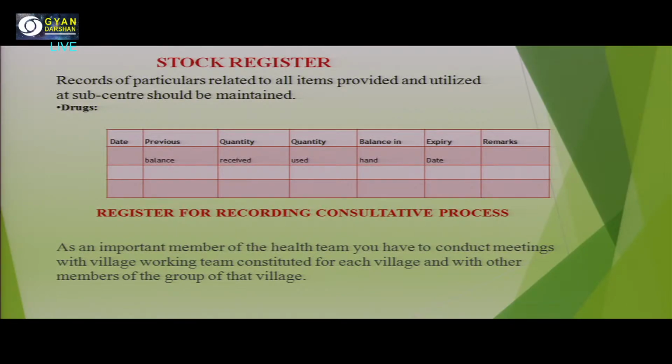You get the supply of drugs also in the sub-center. So you can write what is the previous balance which was left from the previous month, then the quantity you received this month, what is the quantity used for the month, and what is the balance left. And if any drug from the previous stock is getting expired, that also you have to mention regularly, so that you maintain the supply chain of the stock register.